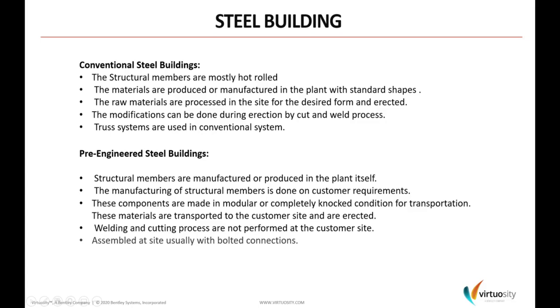These components are made in modular or completely knocked-down condition for transportation, because they are mostly transported in a dismantled or modular form. At the site where the construction is in progress, they are dumped, and then as part of the drawing, they are assembled and erected. Welding, cutting and other processes are not performed at the customer site because the shapes have already been made in the steel yard from where they were transported. So here you just need to assemble them. The assembly on the site is done by bolted connections. In some very rare situations you might have to weld, but mostly for the assembly, they are bolted.